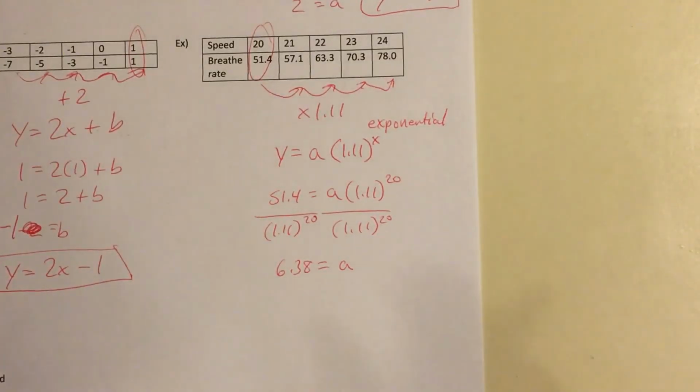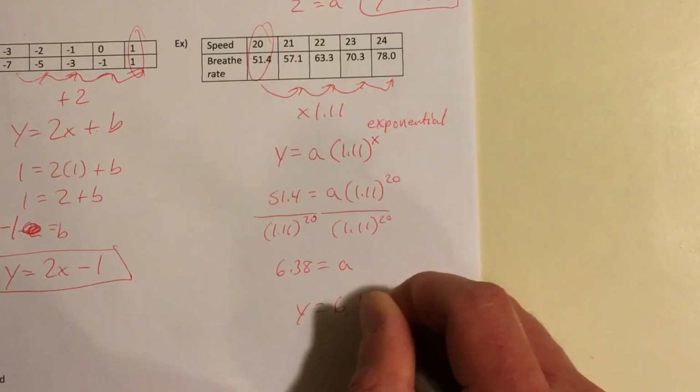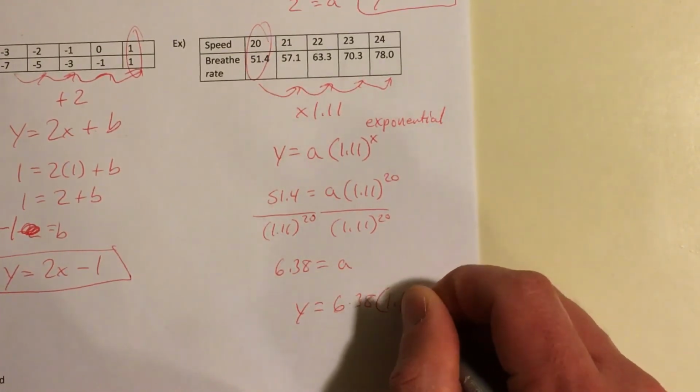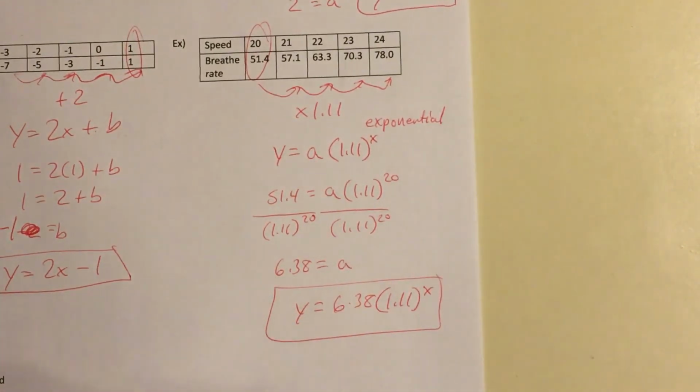And now that I've found my a value, I can write out my equation. y equals 6.38 times 1.11 to the x. So when the numbers aren't the nicest in the world, it can be a little bit tricky.